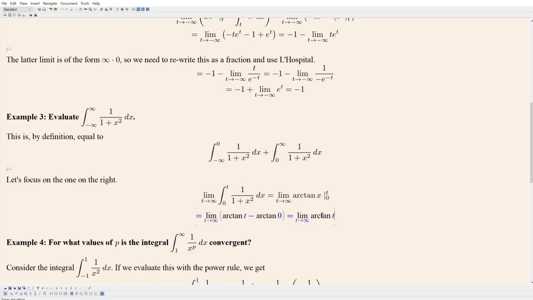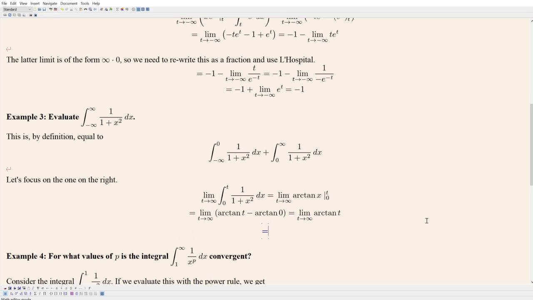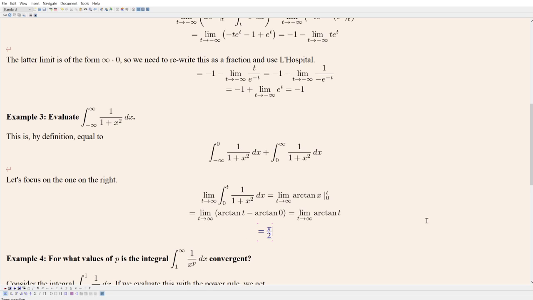And then what is the limit of the arctangent as t goes to infinity? That's pi over 2. Go back to our section on inverse trig functions. This is one of the facts that we brought up. So this guy converges. And because this is an even function, this is exactly the same. I'm just plugging in negative numbers instead of positive numbers, but those negatives are just going to be squared away. So this and this are exactly the same.